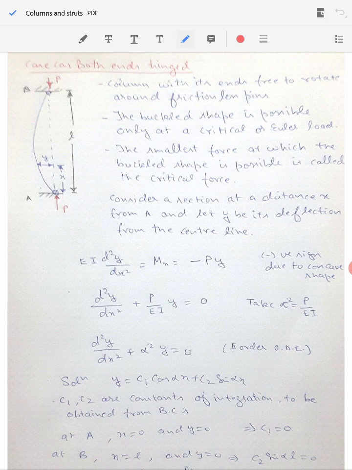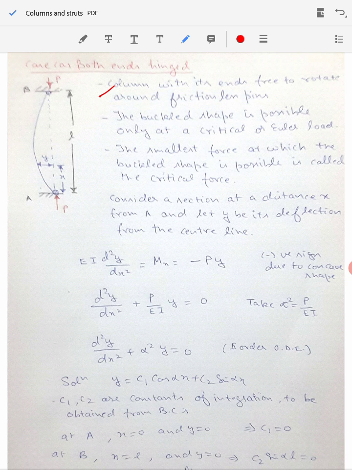So we have the column which is shown here, at both point A and point B it is hinged. You see this circle I have made at the end of the column, so this shows that it is hinged at these points. So the column ends are free to rotate around the frictionless pin. It can rotate about these pins which have been provided here.